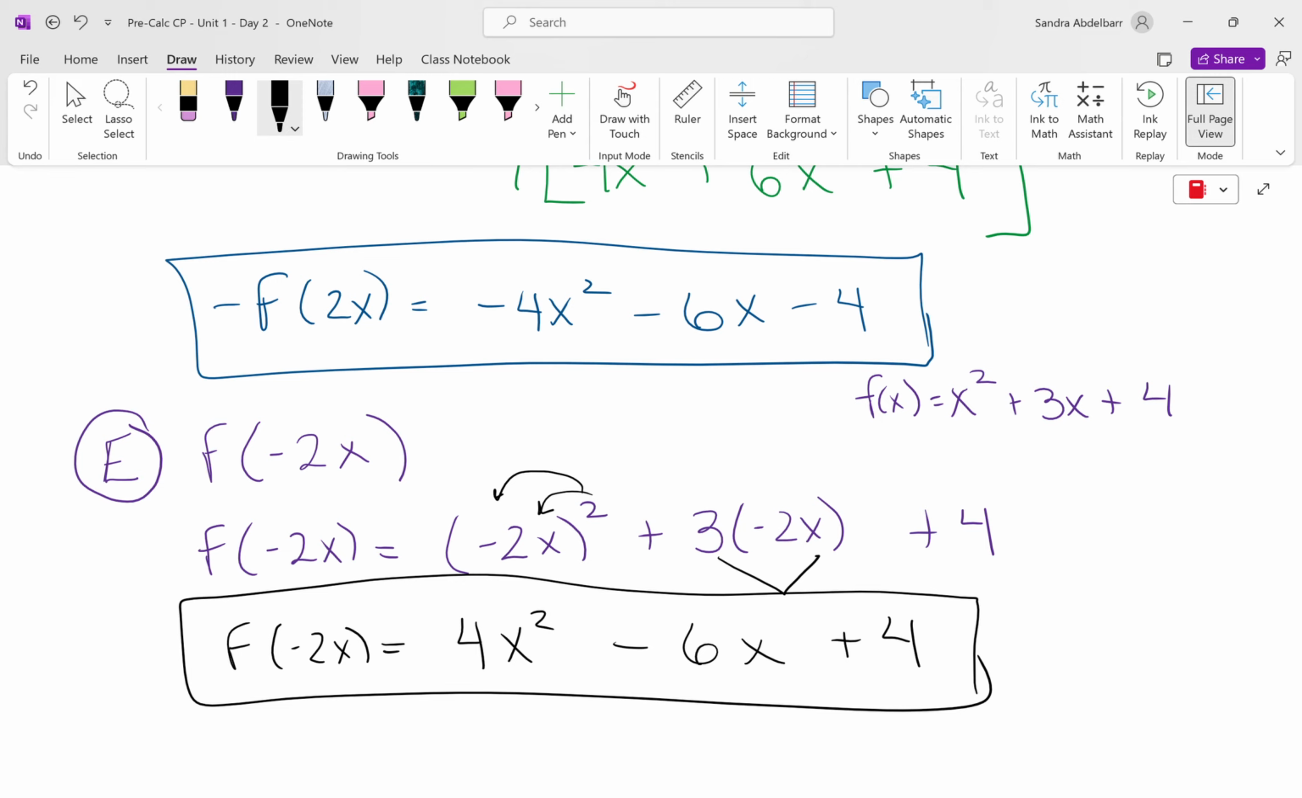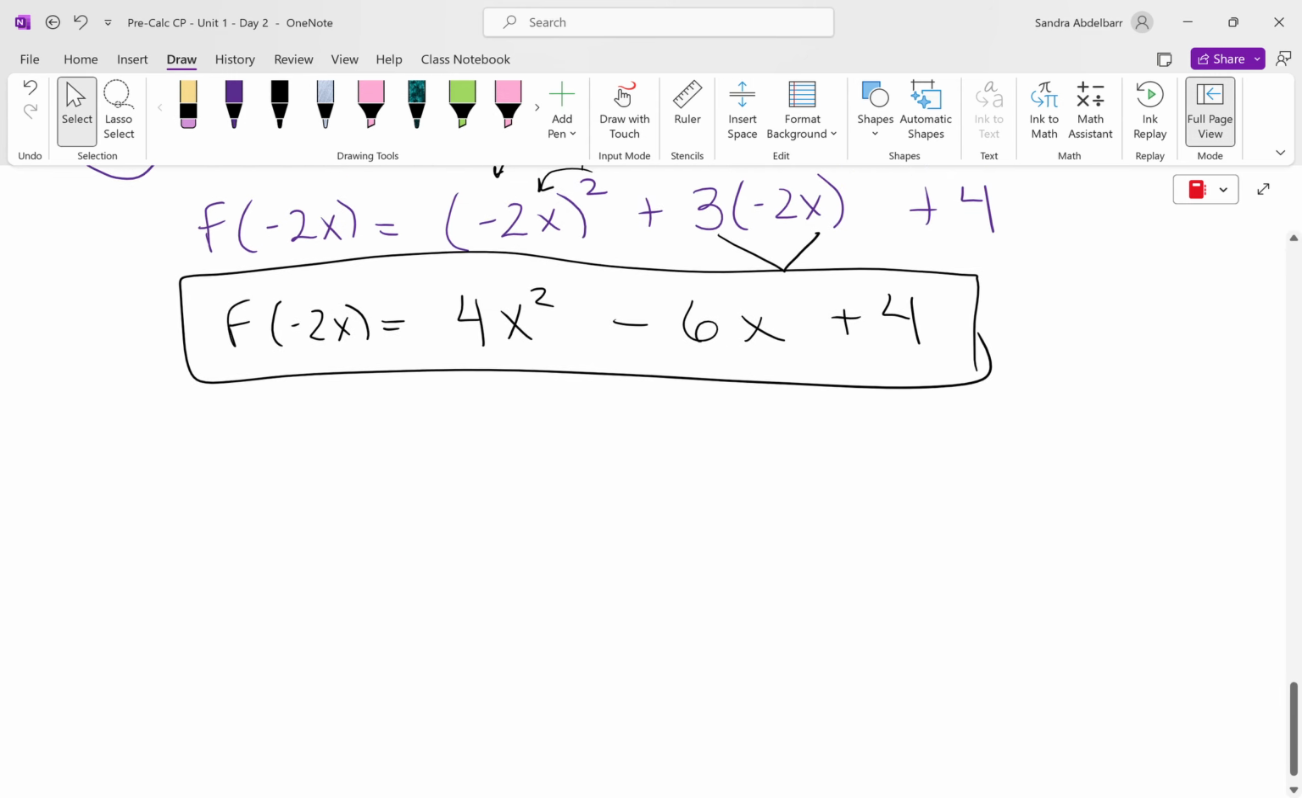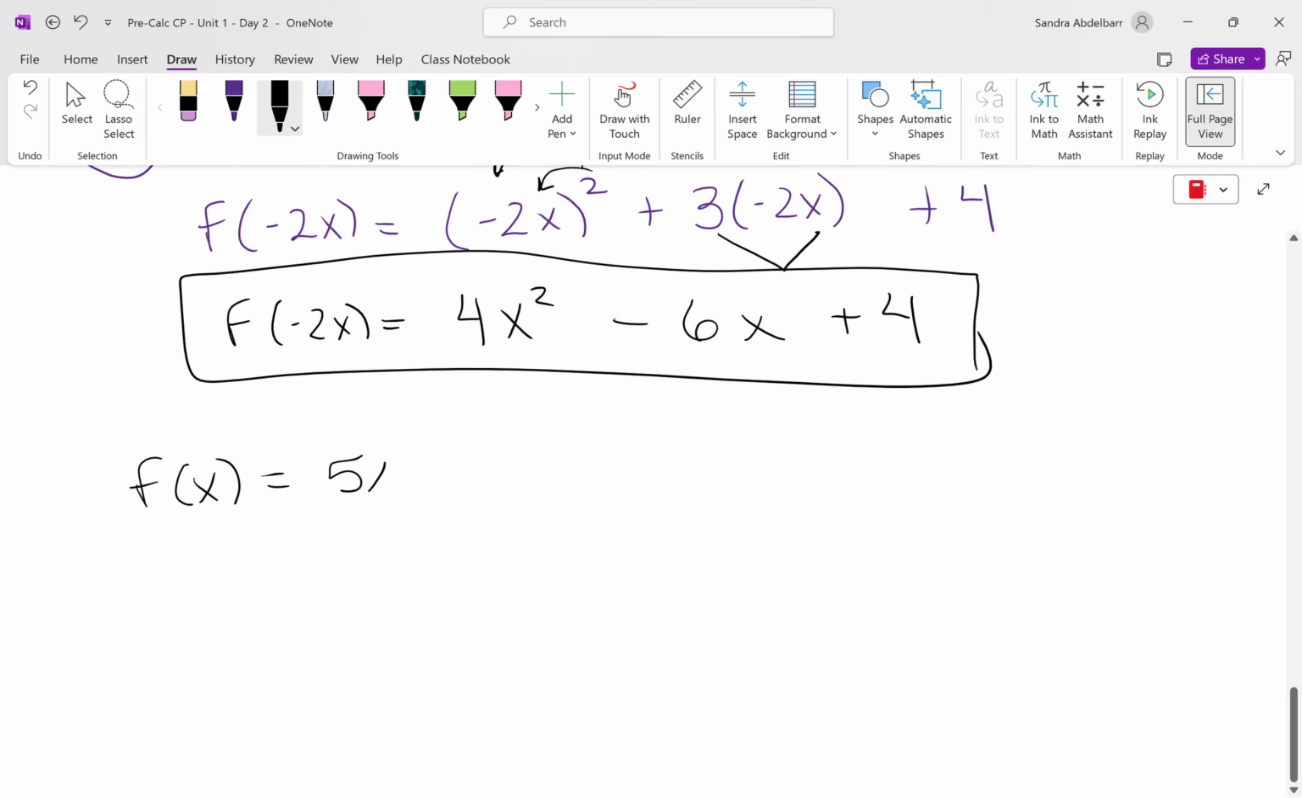All right, I'm going to give you one to try on your own. Okay, we're still going to use the same function. Actually, no, I'll make the function easier. We'll say f of x is equal to 5x plus 3. I want you to find 2f of 4.